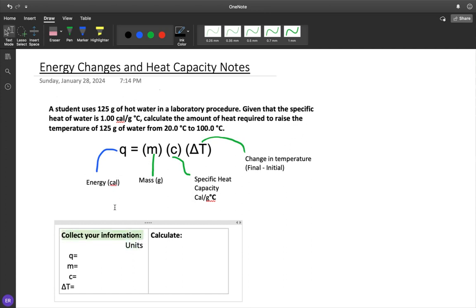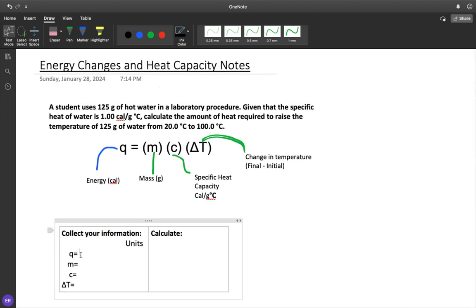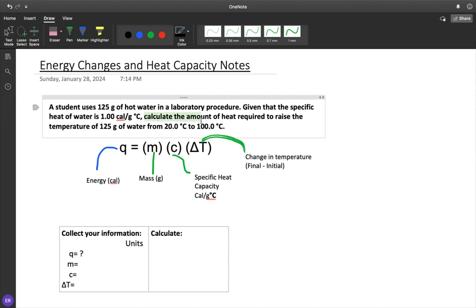Most of the time, we are going to solve for Q. That is what we're going to be looking for, so let me put a question mark right here. And what tells us that we're looking for our Q? Well, if we go back, it says right here, calculate the amount of heat. Remember, heat is energy. So we are going to calculate the amount of heat. That means that we are looking for Q.